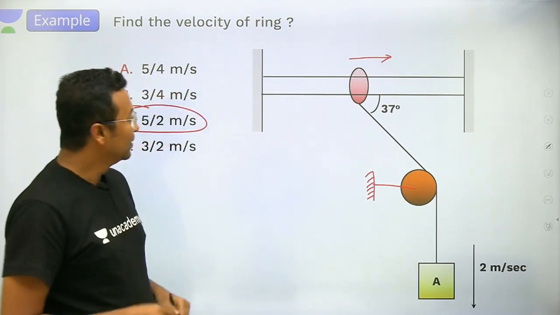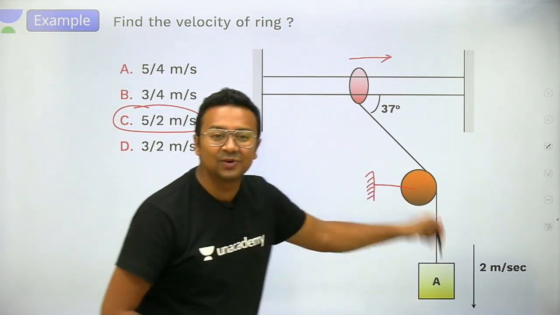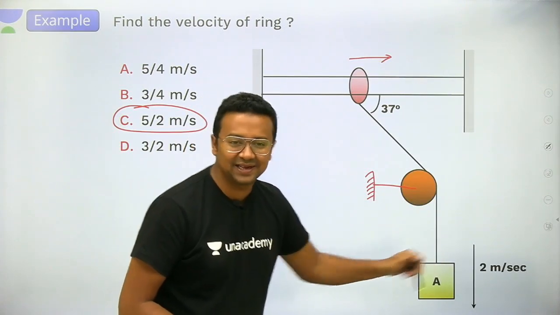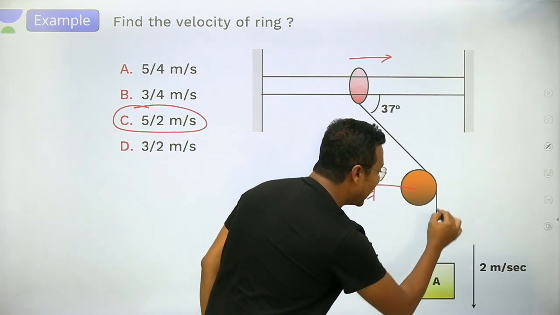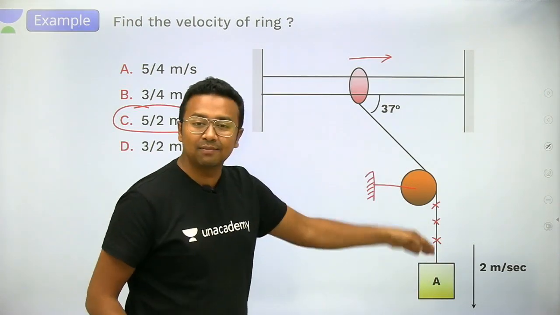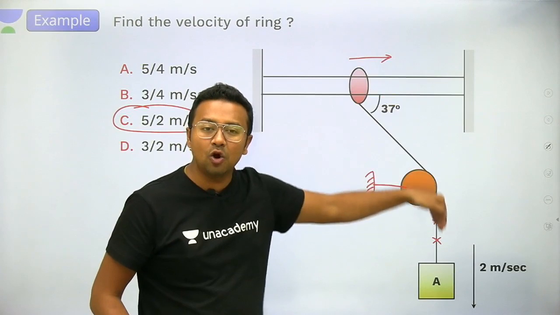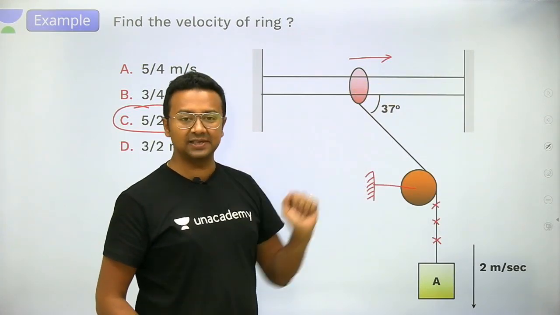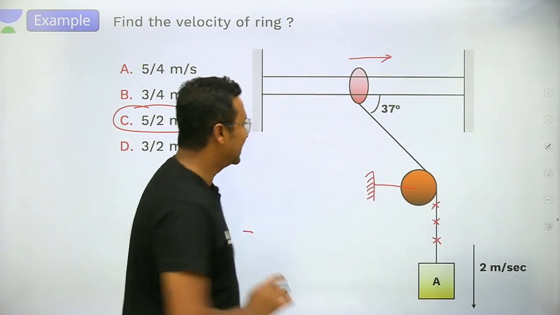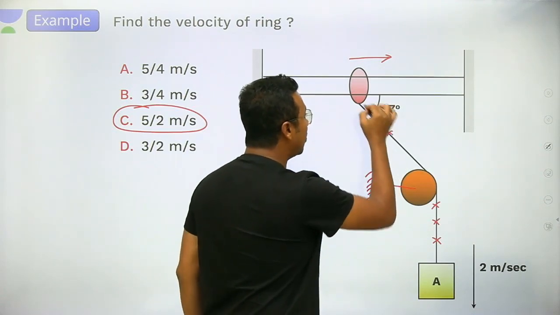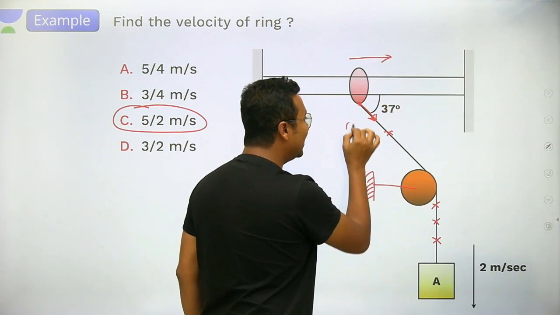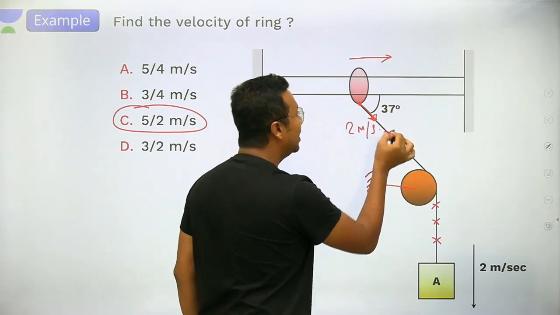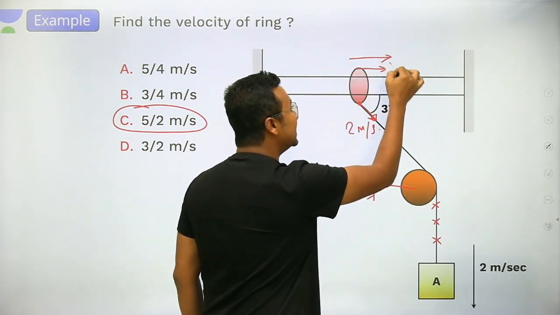Let's see. This block is going down with a velocity of 2 meters per second. That means all the points are moving down with the same velocity, that is 2 meters per second. Clear? Now this point and this point also will be moving in this direction with 2 meters per second. Let's say the velocity of this is V.